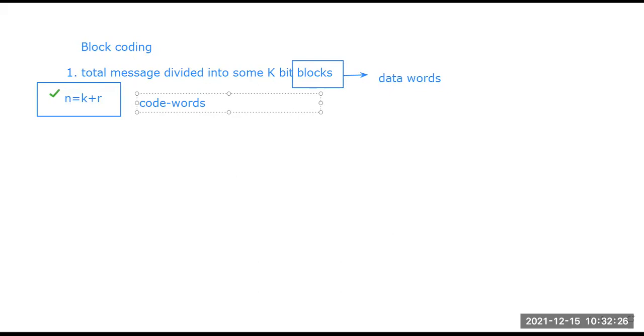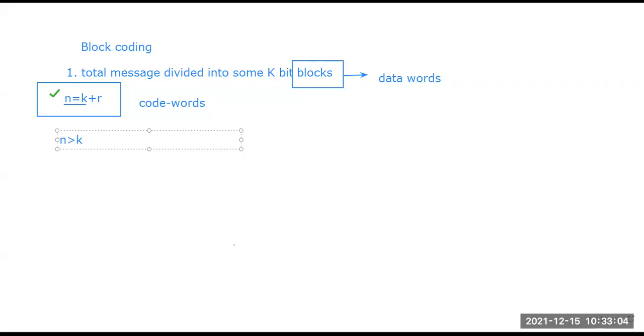Now this n is actually greater than k. N means the total size. Initially, n is equal to k, because at the start there was no redundancy bit added, it was just divided into k parts. Now after adding some redundancy bits, the scenario is n greater than k. So the code word is larger than the data word.